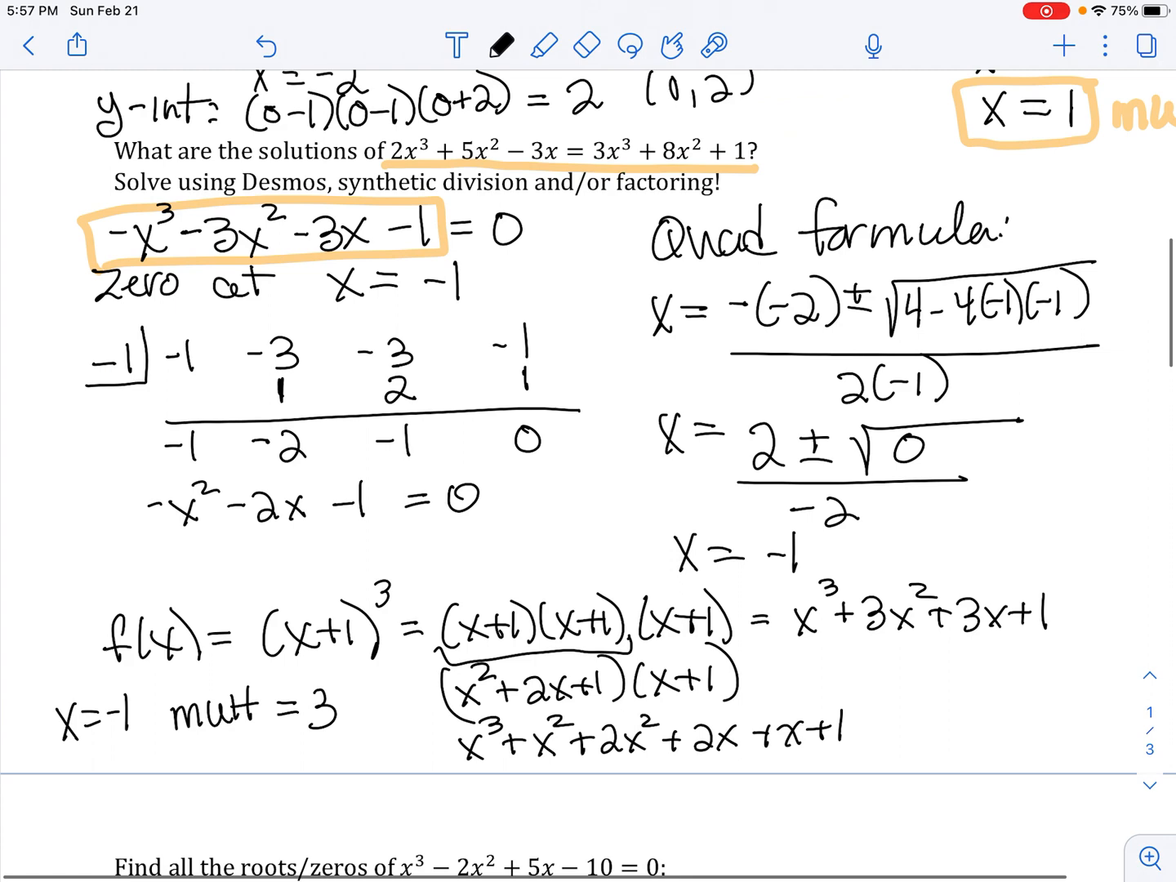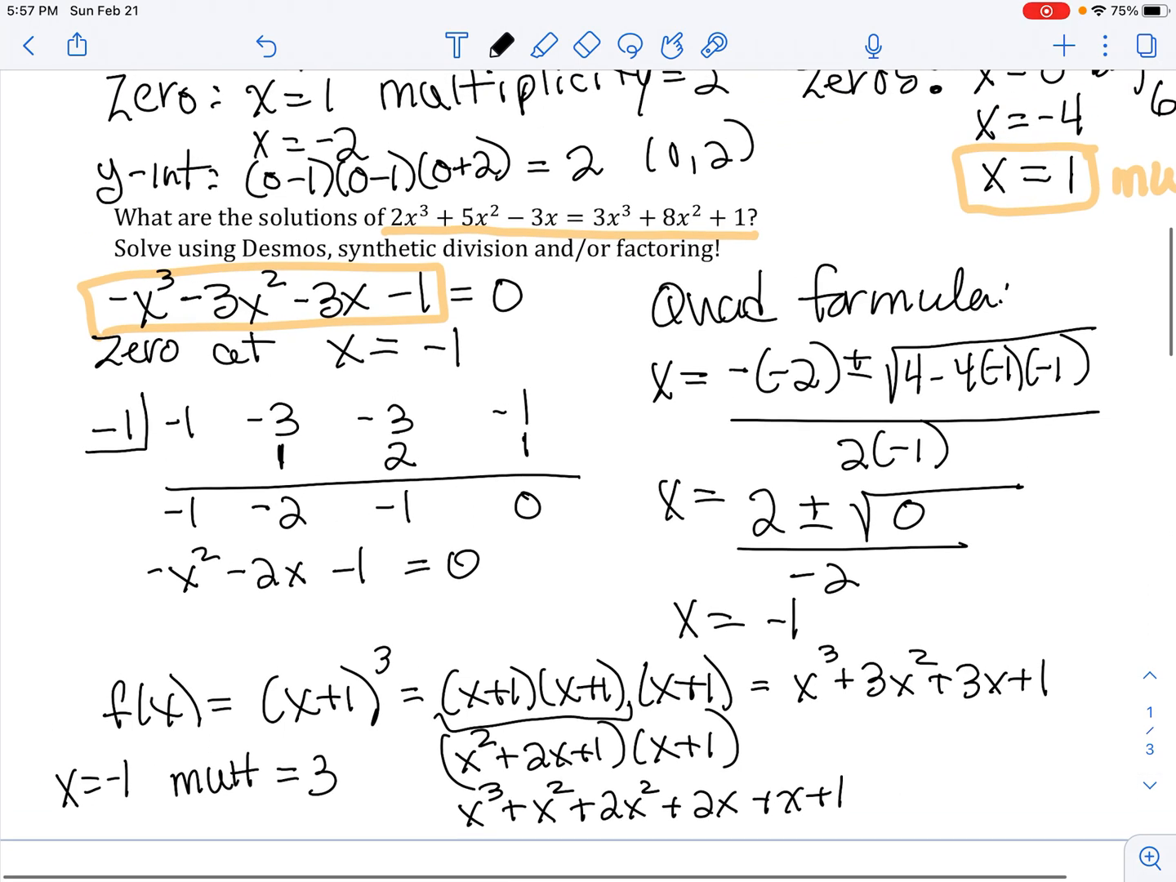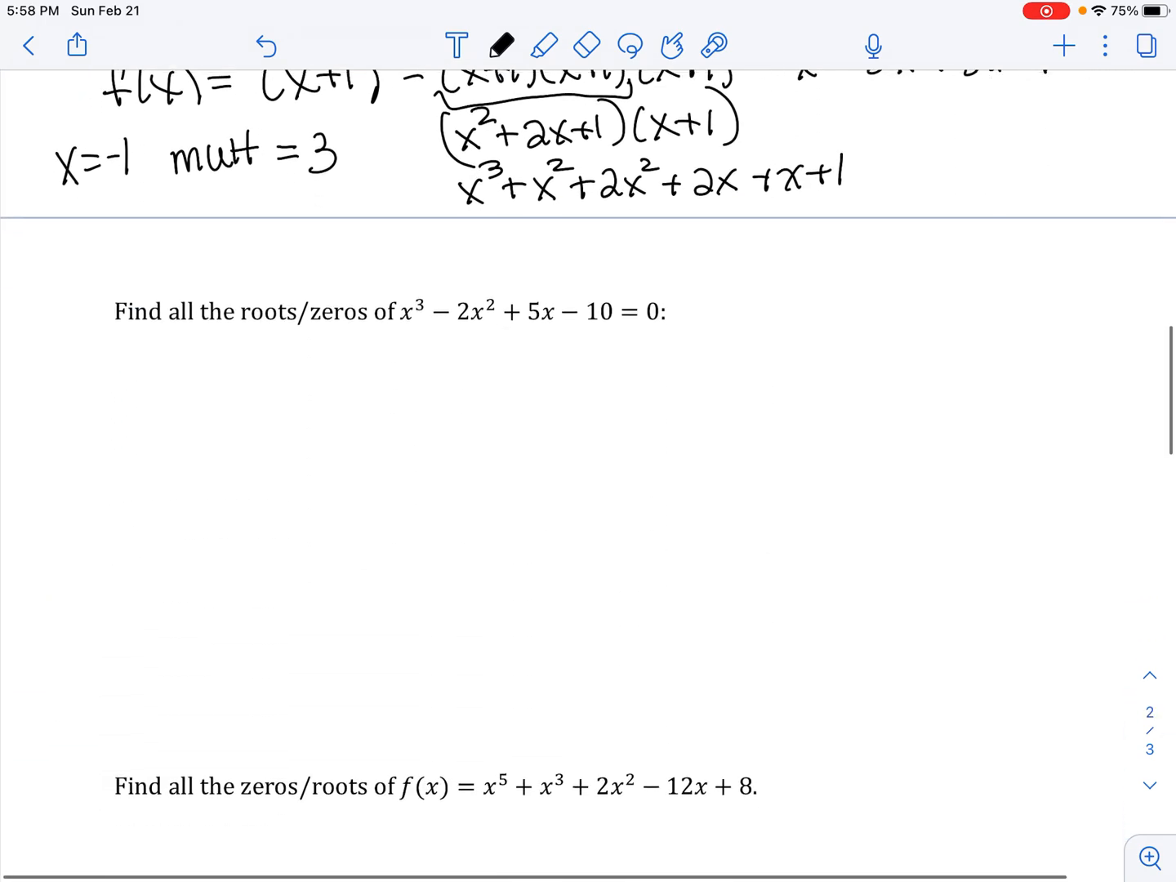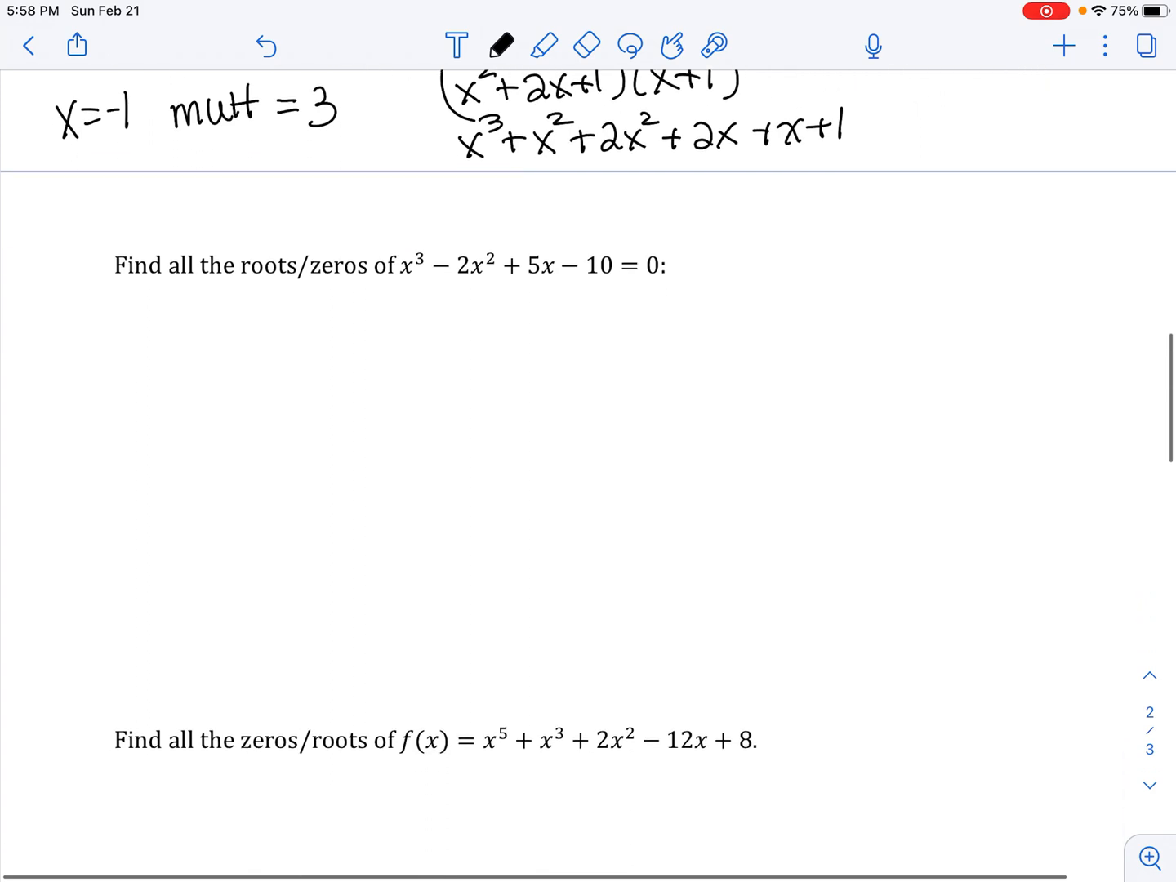Let's go back. That one was a little tricky because when we solved with the quadratic formula, we ended up back where we started, and so we had to interpret our results. It won't always happen, but in this case it did. All right, find all the roots and zeros. Again, x cubed minus 2x squared plus 5x minus 10.